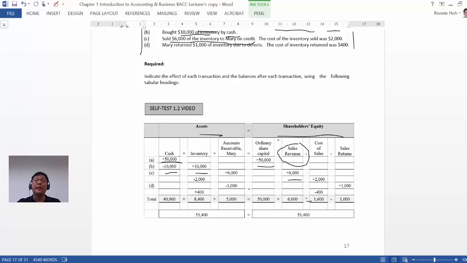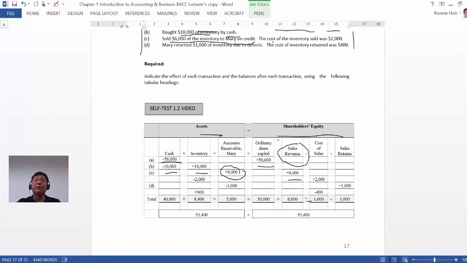On credit means Mary, the customer, will pay us later. But just because we have not received cash doesn't mean this money doesn't belong to us, because it still belongs to us. That's why we open up an account called accounts receivable to capture the amount that is owing to us and that will eventually come to us in the form of cash, and that will increase by $6,000.